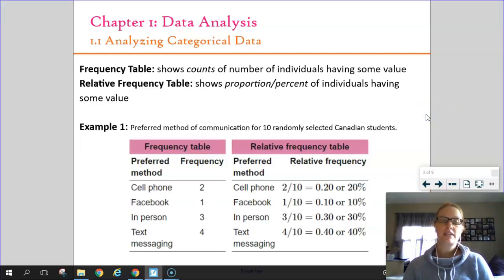This example is data taken from 10 randomly selected Canadian students about their preferred method of communication. In the frequency table, we can see the counts that 2 students preferred cell phones, 1 preferred Facebook, 3 in-person communication, and 4 text messaging. Notice in the relative frequency table, those have been turned into fractions, percents, as well as proportions. So we can see out of the total of 10, or as a percentage, which method students preferred.